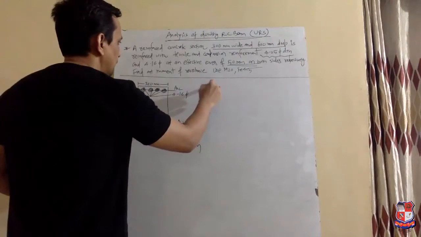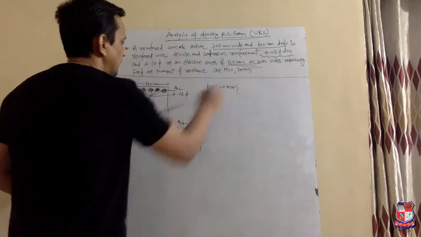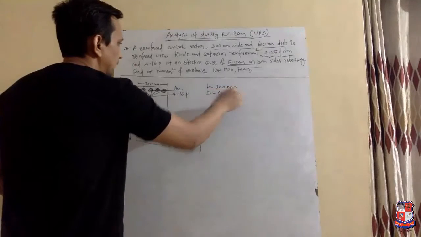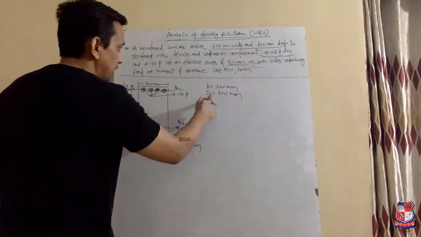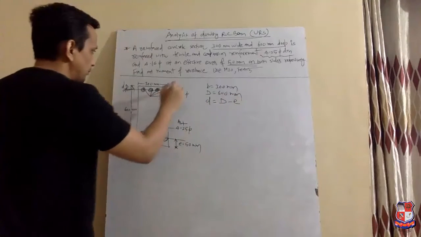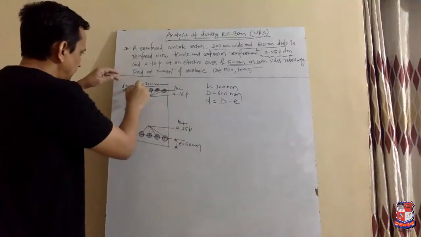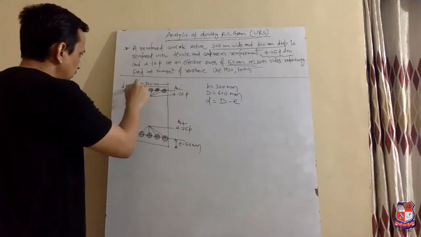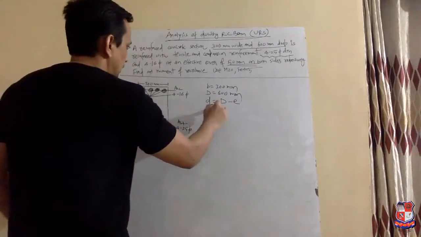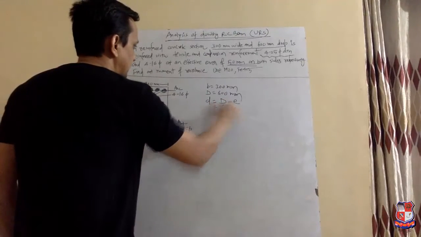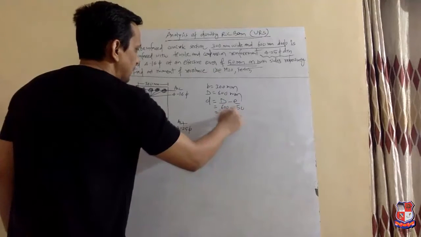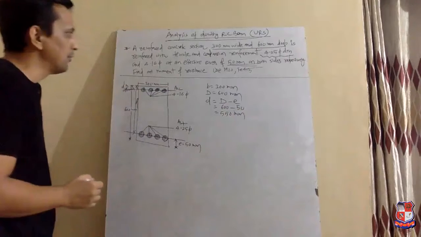So b equal to 300 mm, capital D equal to 600 mm. We need to find small d, the effective depth. Effective depth means overall depth minus effective cover. Overall depth is 600 mm minus effective cover 50. So in this way, we get effective depth 550 mm.